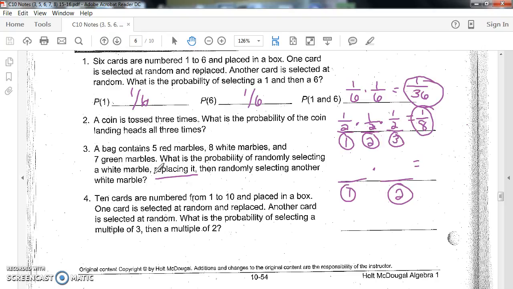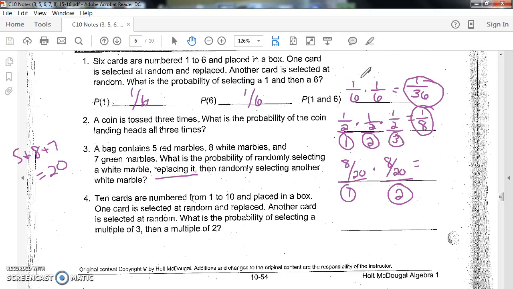Okay, the probability of selecting a white marble, it looks like we have 8. And all together we have 5 plus 8 plus 7, which is 20. So that would be 8 out of 20. If we replace that white marble and we go to select another, we again have 20 and 8 of them are white. So it's just going to be the same fraction times itself.